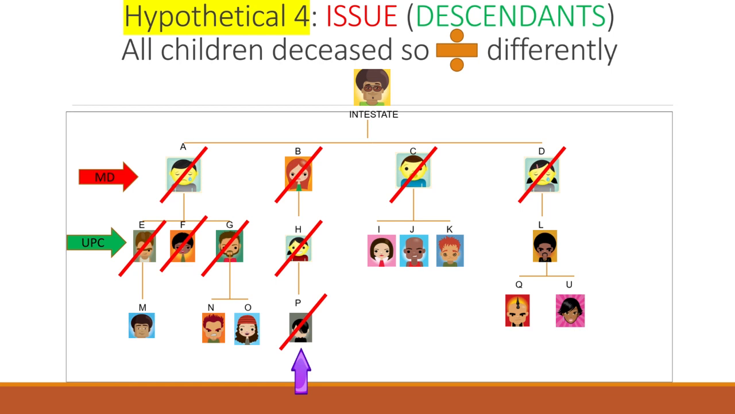What happens in 4? Again, Maryland is dividing at the children level. Again, that B, H, P line is completely eliminated. There's no descendant to take under the B line, so it's 1/3. Divide, and then the descendants of the deceased person will take their share. Under the UPC, you're going down to where you can find your first survivor, and that is where you're going to be making your division.